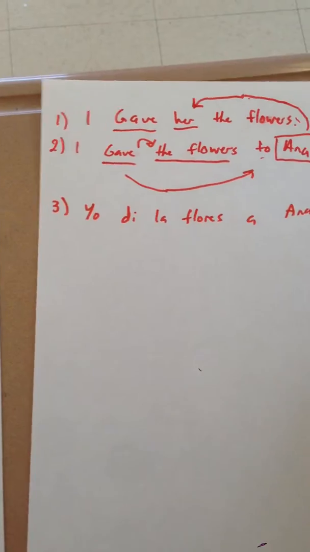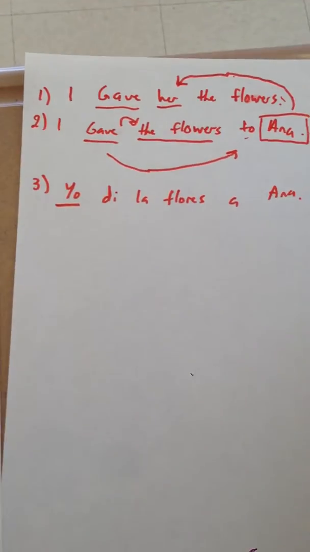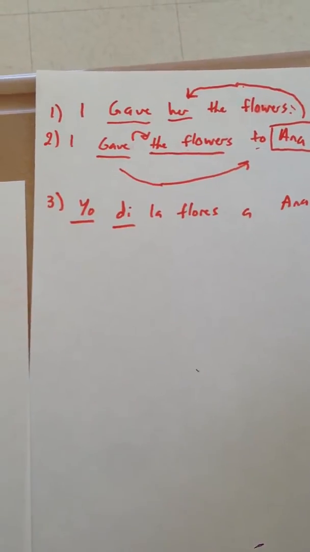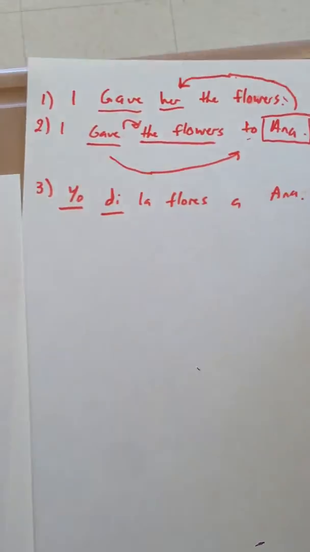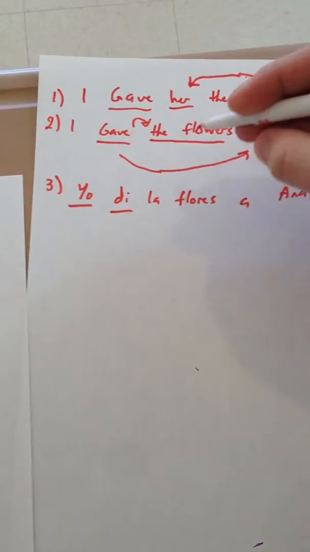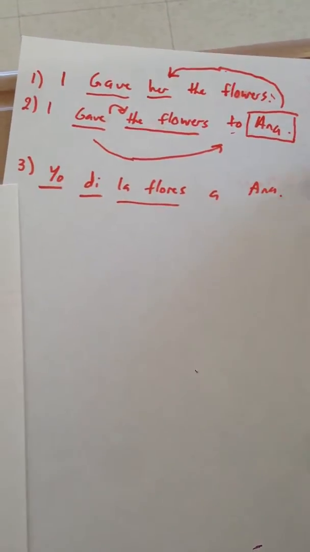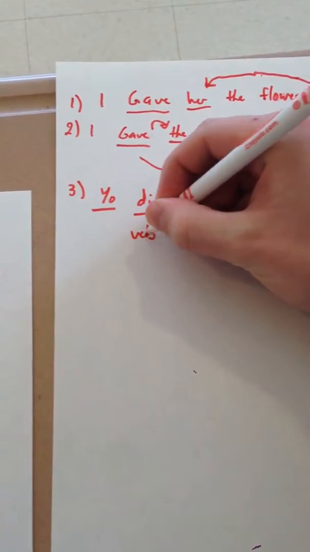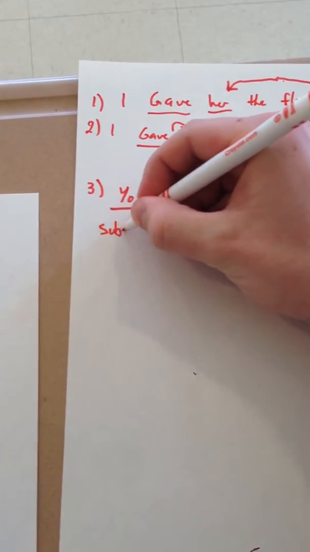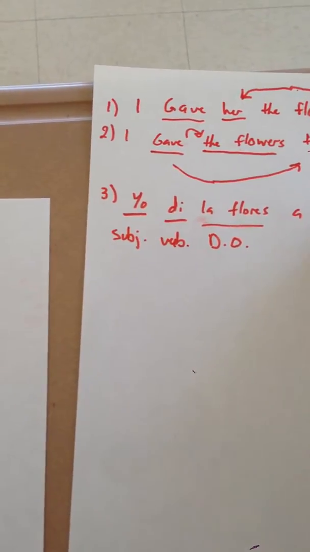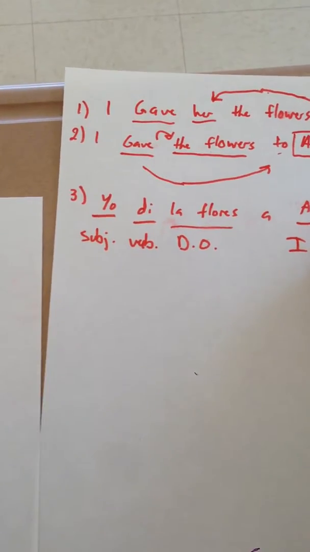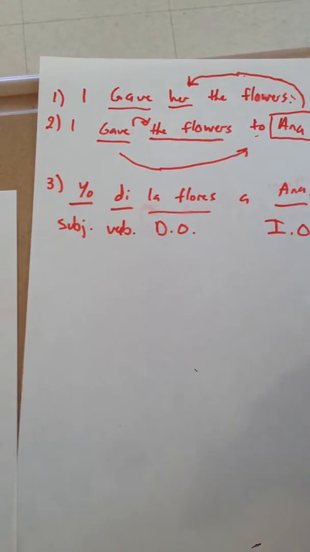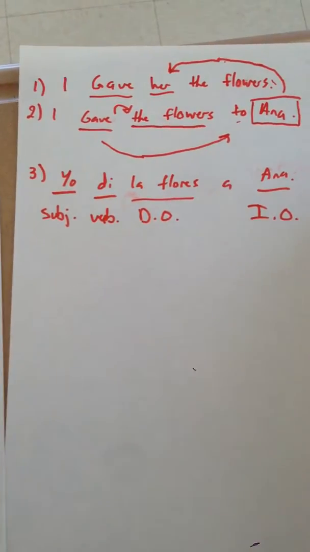In the sentence we have yo, which is the subject, whatever is doing the verb. We have di, the verb. Dar is the verb to give in Spanish, and this is the yo form in the preterite. I gave. The flowers is the direct object. The flowers are what are being given. So we've got the direct object, the verb, and the subject. And then Anna is the indirect object. She's the recipient of the flowers. The flowers are being given directly. Anna is receiving them indirectly through the action of giving the flowers.